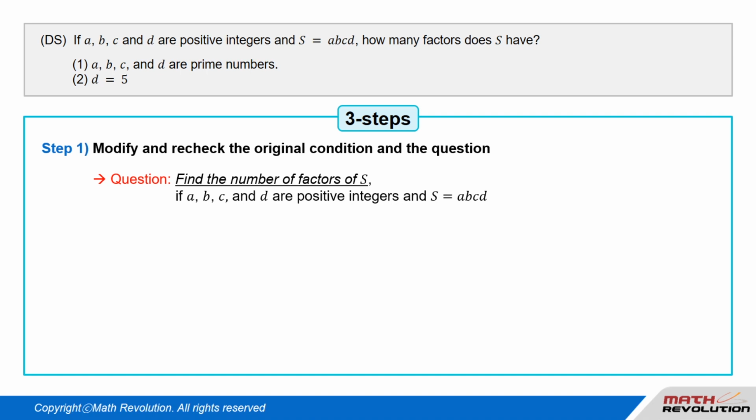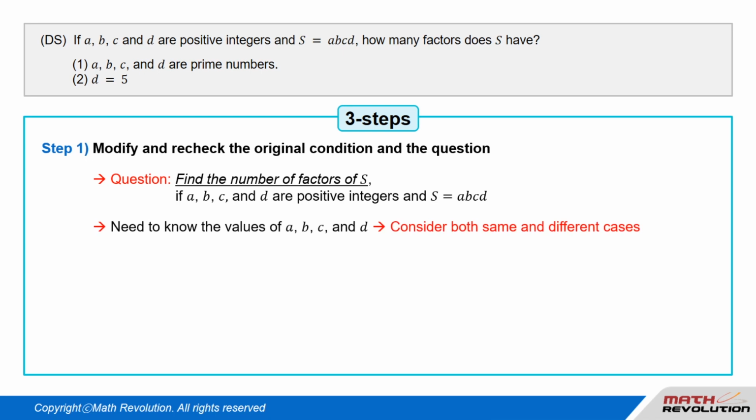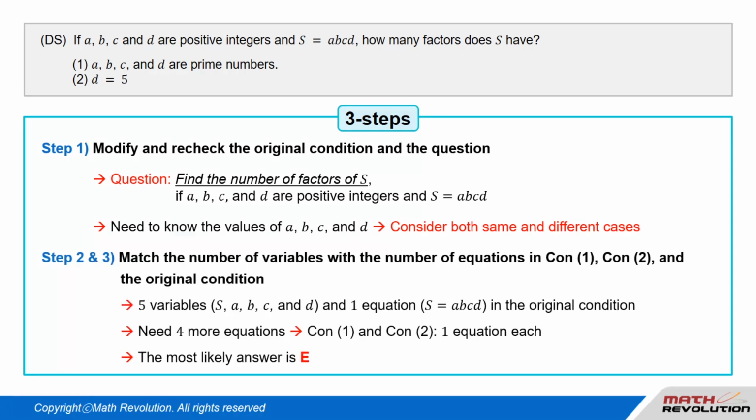We are required to find the number of factors of S if A, B, C, and D are positive integers and S equals A times B times C times D. We need to know the values of A, B, C, and D, as we have to consider both the same and different cases. Follow the second and the third steps.